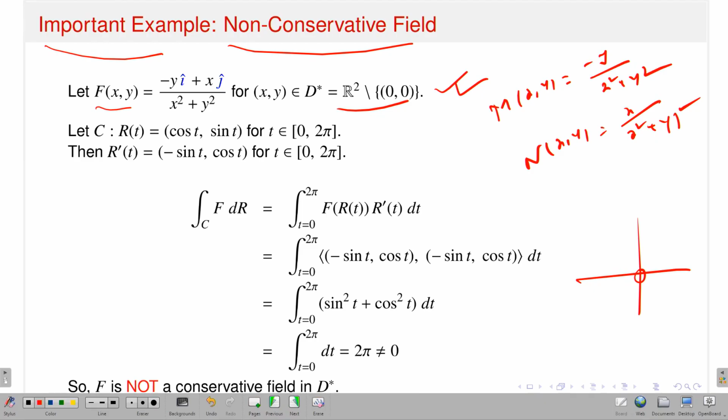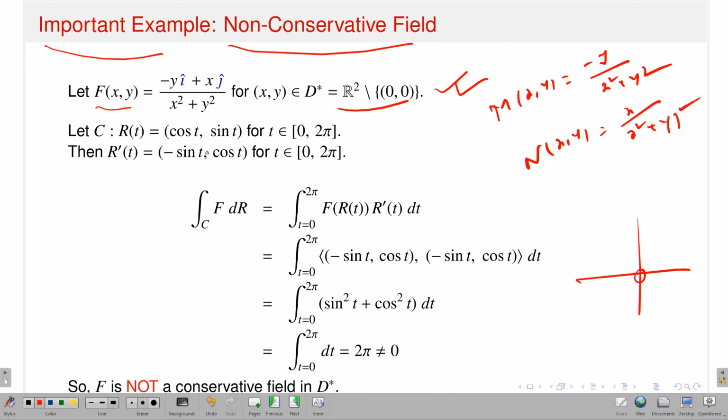It is not a full plane, I am taking out the origin, that means a punctured plane, and you will see later on that the domain plays a role in whether my vector field is conservative or not. Here the domain is not good because it is punctured. There is a hole in my domain. And then you will see if I calculate the corresponding vector line integral, it will give you some non-zero number.